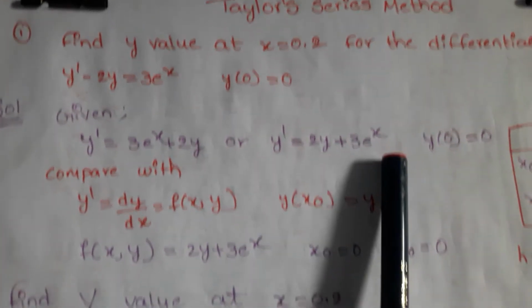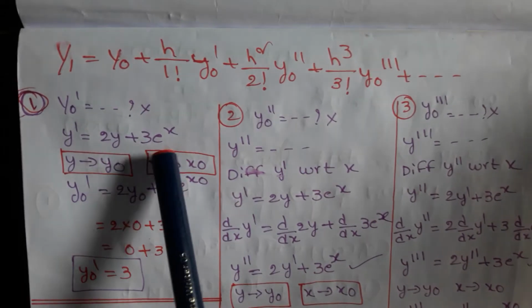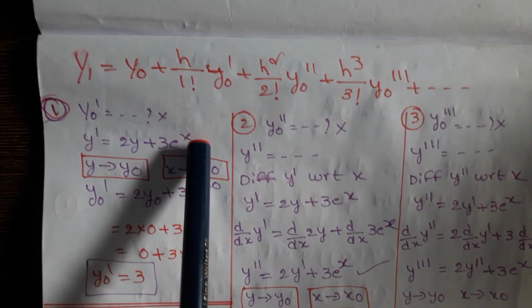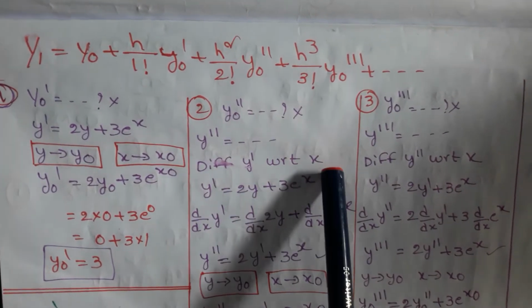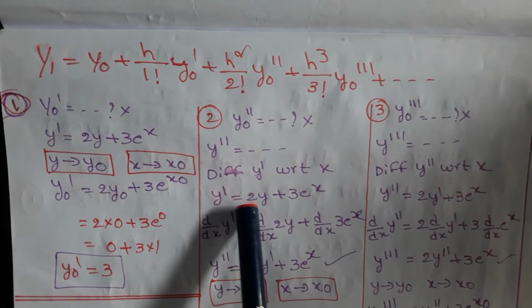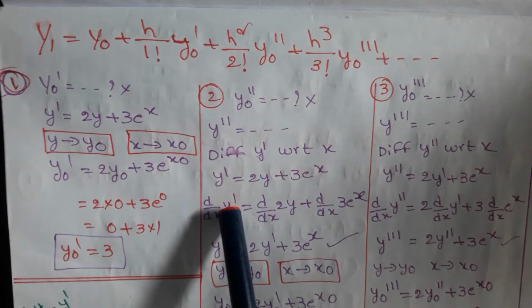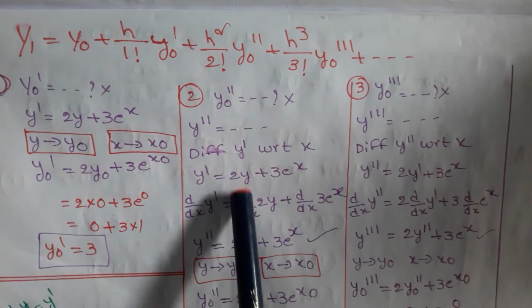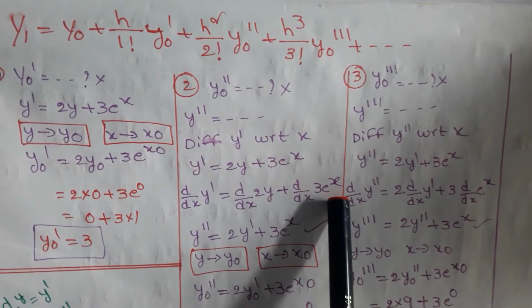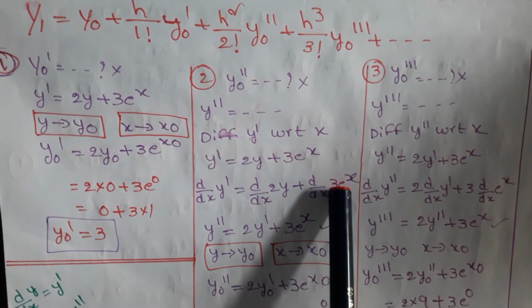y' = 2y + 3e^x. So this equation should be differentiated with respect to x. Differentiate y' with respect to x. The y' value is 2y + 3e^x. d/dx of y' is equal to d/dx of 2y plus d/dx of 3 into e^x. We have to differentiate this.